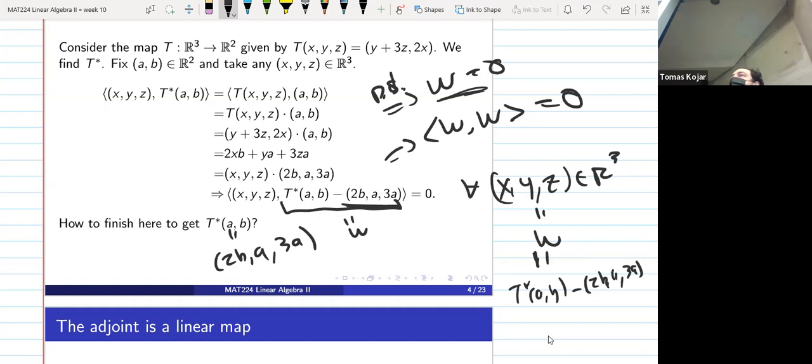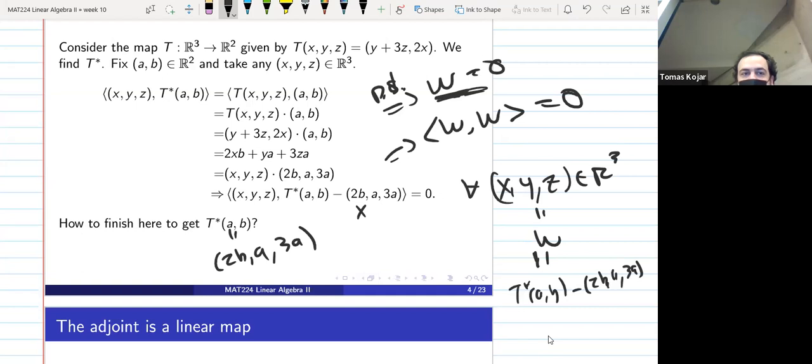We are proving it now. All we know is the dot product is 0. The question is to prove that this guy over here is 0. That's the trick. That's how you prove that when the dot product is 0, then you get that W is 0.